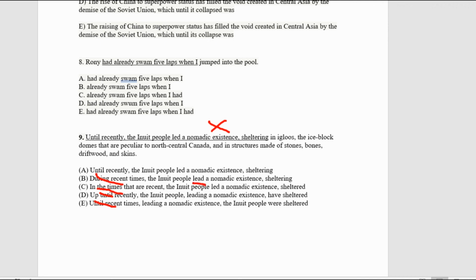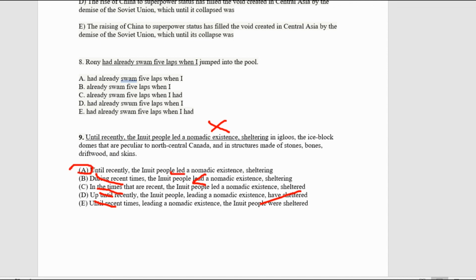Why do we say "led"? We talk about past times. Wrong. "Leading" and "have sheltered": no, it's weird. We don't need to use present perfect here. "Leading, have sheltered" is weird. So that's why the only logical answer here is A.